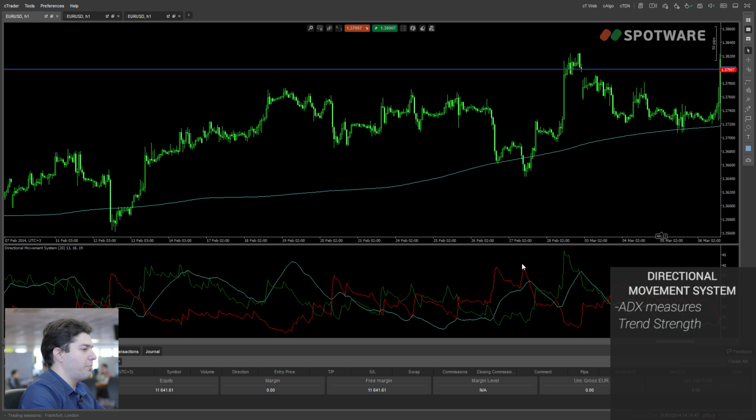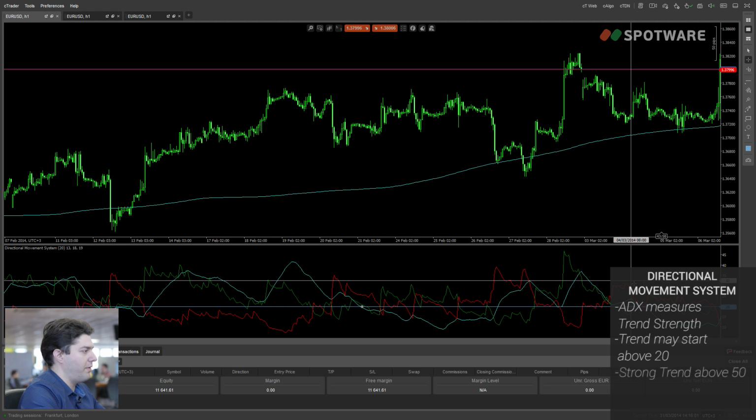The market is considered to be possibly trending or starting a trend above the 20 level. Let me mark this level for you, above this blue level. And it's considered to be trending quite strongly above the 50 level.